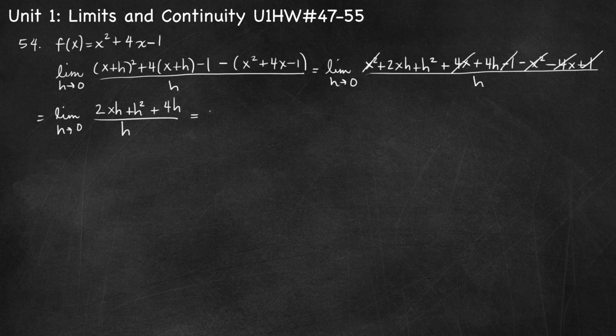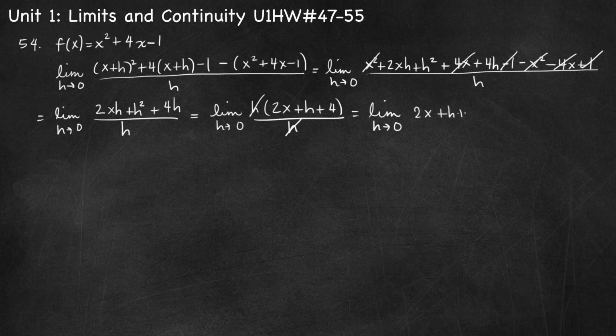So we can factor an h out from the numerator. Okay, h's cancel out. Then we have the limit as h approaches 0 of 2x plus h plus 4. Now I'm ready to find the limit using substitution, so I can drop the limit from my notation. Letting h equals 0, I get 2x plus 4.